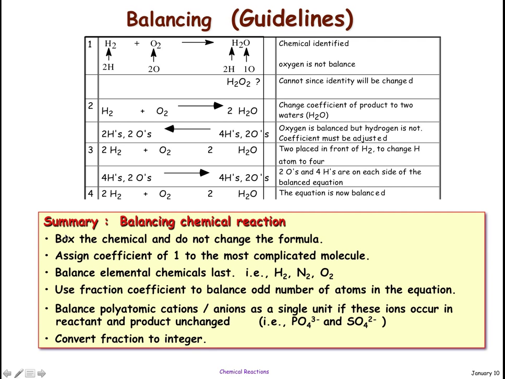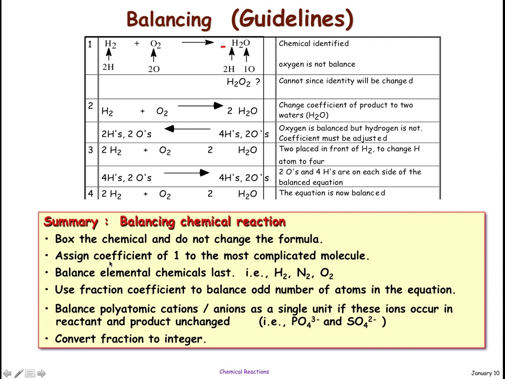When you get the correct chemical formula, box the chemical so you do not change the formula. Remember, you change the formula by altering the coefficient for the chemical. You can change the coefficient in front, but never alter the subscript of the chemical. Like this is H2O, this is H2O too. Just because you put a 2 in front of H2O, that's still H2O.